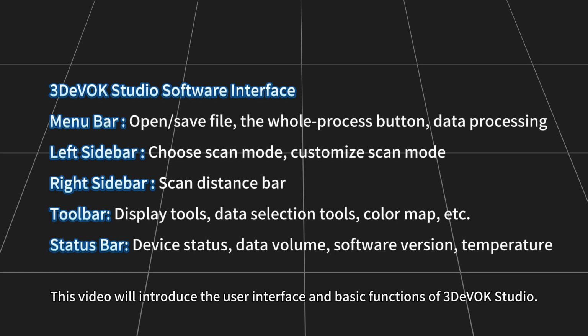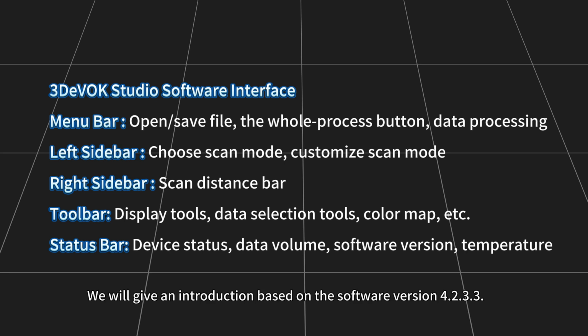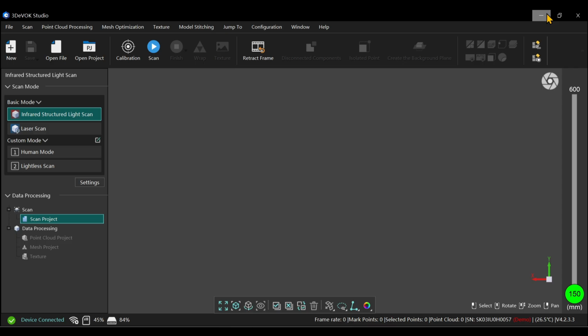This video will introduce the user interface and basic functions of 3DeVOK Studio. We will give an introduction based on the software version 2.3.3. The user interface is divided into several parts. The menu bar is located at the top.